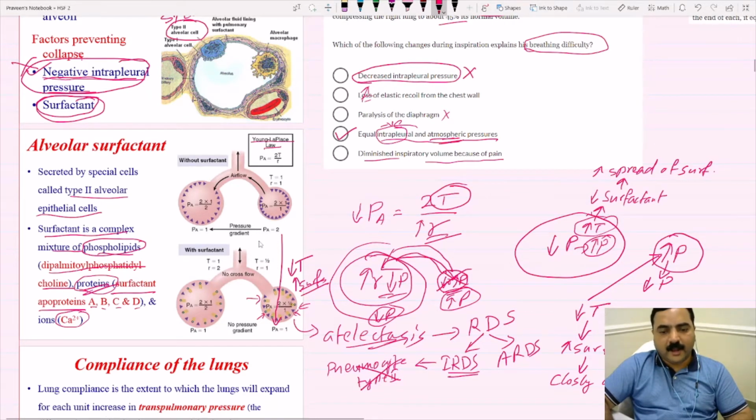Because there is a lack of surfactant, the water molecules will show more surface tension, and this will cause the collapse of the alveoli. Okay, so that is what happened. And what is the name of this disease condition?